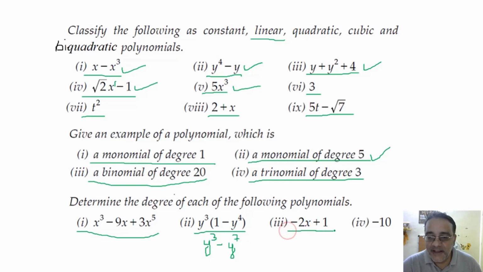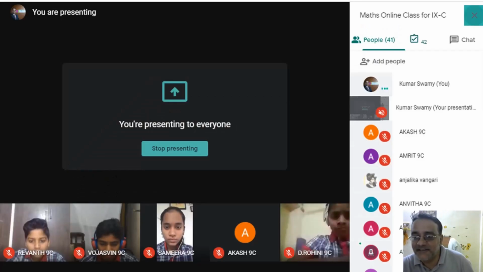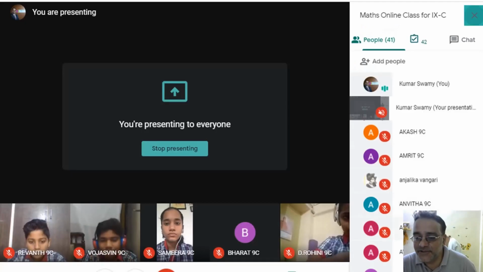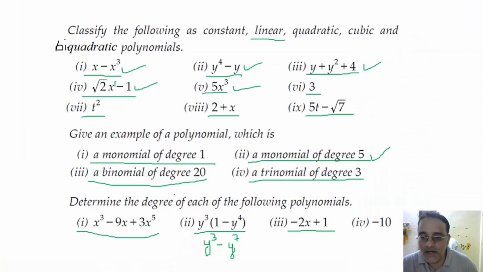Now, what is the degree of this polynomial? Bharat? 1. Very good. Next question for Gaurav. What is the degree of this polynomial? Sir, 1. How is its degree 1? Does it have a variable? Sir, it is a constant. It is a constant polynomial, so the degree is 0. Okay.